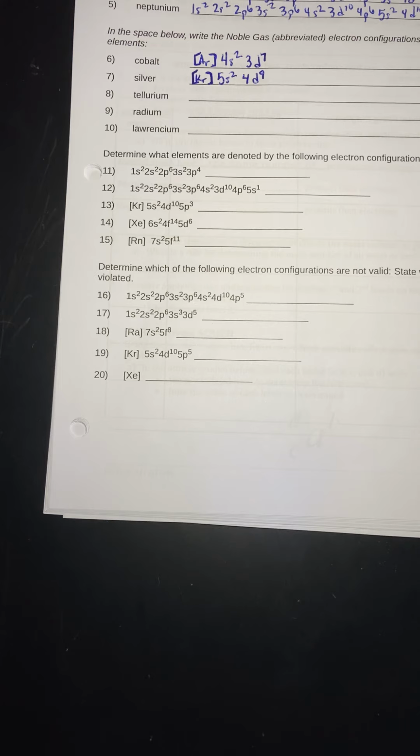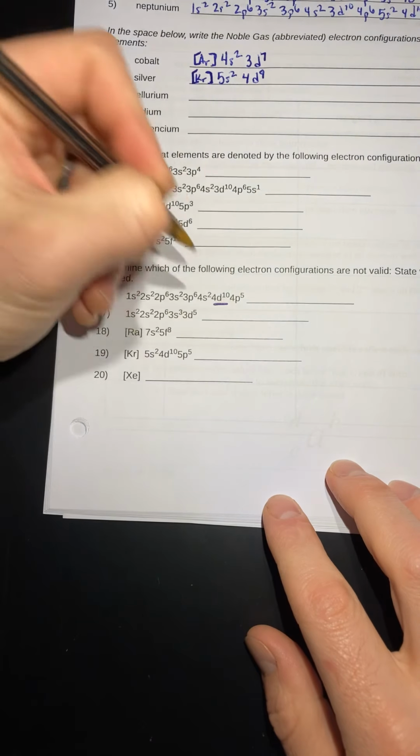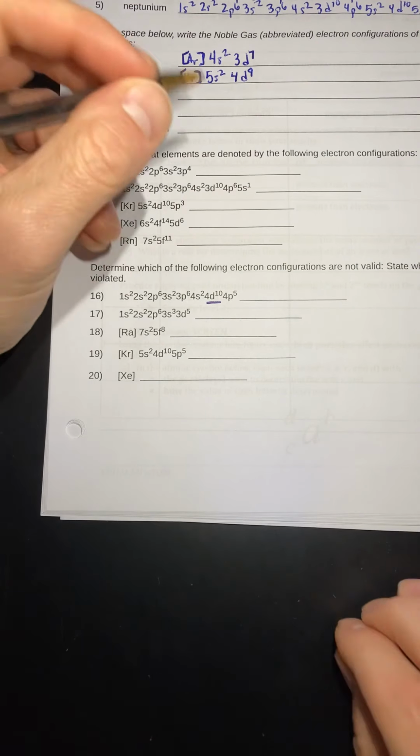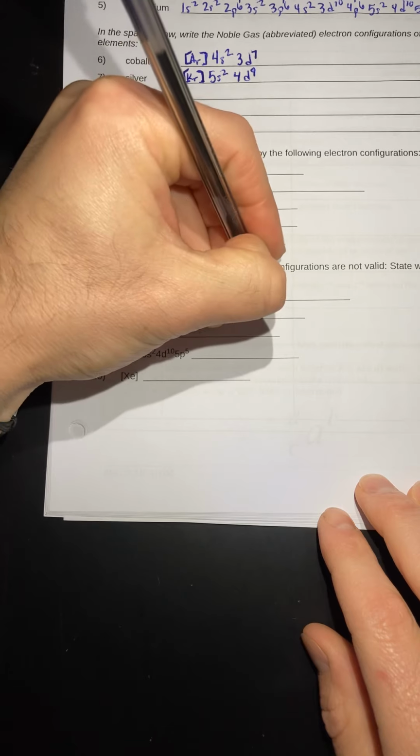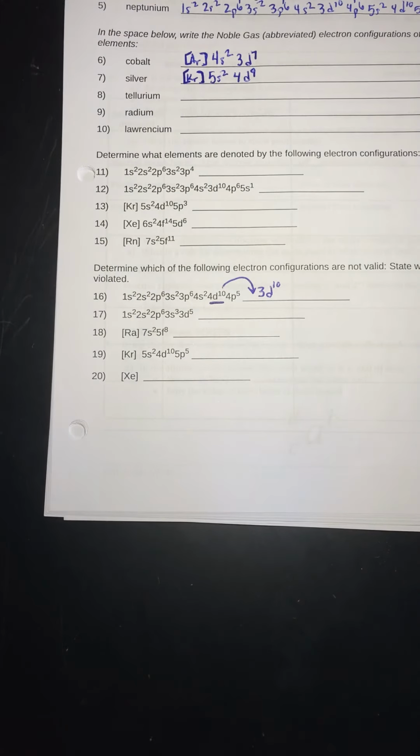Needs to be 3d10 instead of 4d10. Yes. Right here, this is 4d10. It should be 3d10. So it doesn't matter what order you put it in? Why can't it be 4d? Well, because the 3d comes before the 4d. So you can't put electrons in the 4d before you get to the 3d.